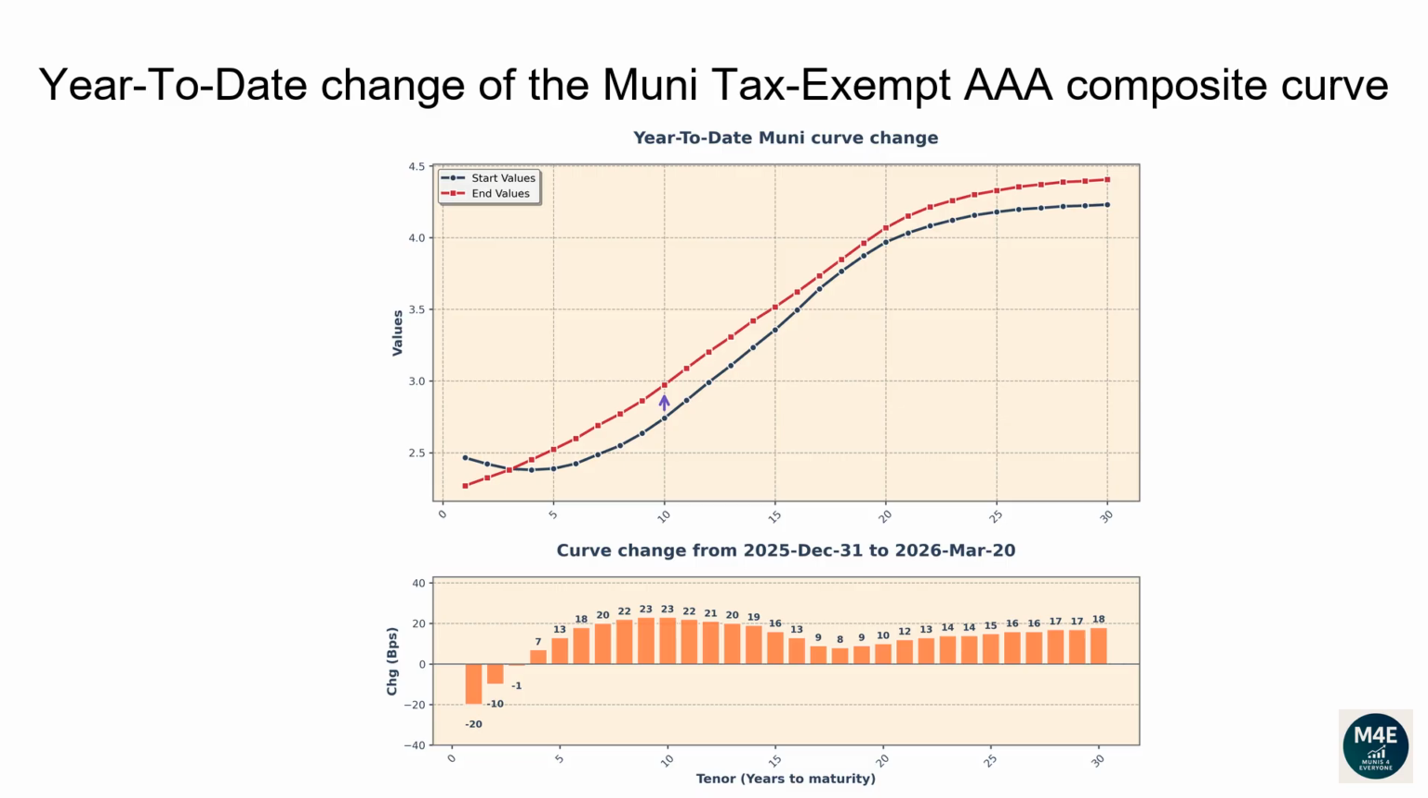The 1-year tenor changed -20 basis points. The 2-year tenor changed -10 basis points. The 5-year tenor changed 13 basis points. The 10-year tenor changed 23 basis points. The 20-year tenor changed 10 basis points. The 30-year tenor changed 18 basis points.